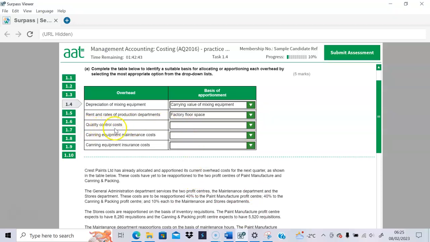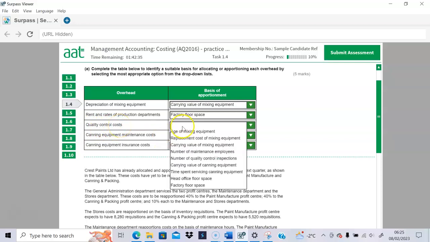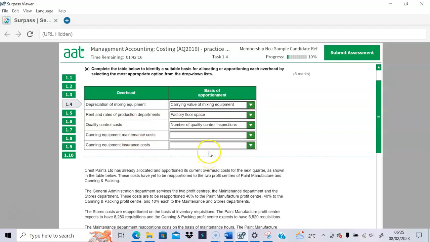So now here we have quality control costs. With quality control, we wonder who's using it: if you have different departments, whoever needs more quality control should take more of those costs. The point here is that we're thinking, how do we share, or apportion, those costs? So the number of quality control inspections is really your best answer here. Whoever's using these quality controls and needs them should take more of that.